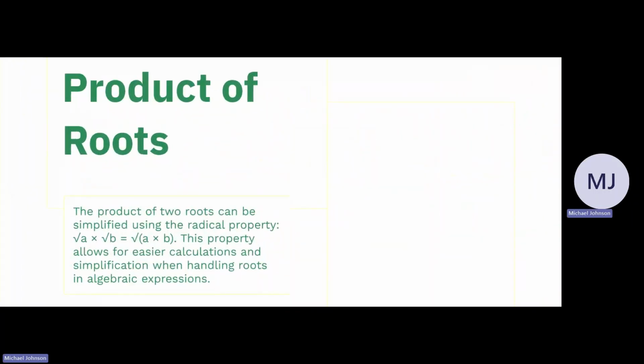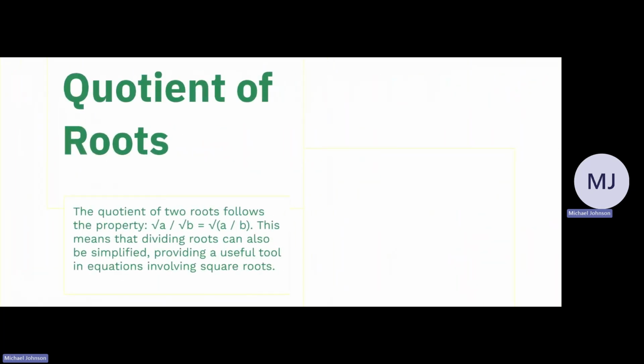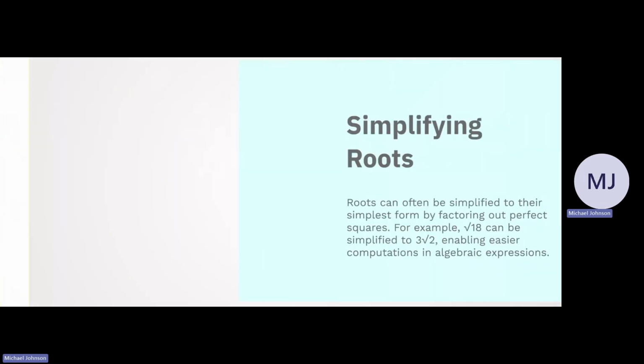Product of roots. The product of two roots can be simplified using the radical property. Square root of a times square root of b equals square root of (a times b). This property allows for easier calculations and simplification when handling roots and algebraic expressions. The quotient of two roots follows the property: square root of a divided by square root of b equals square root of (a divided by b). This means that dividing roots can also be simplified, providing a useful tool in equations involving square roots.